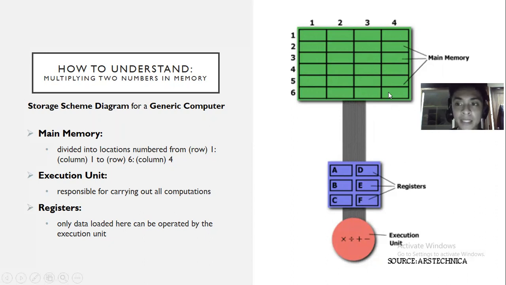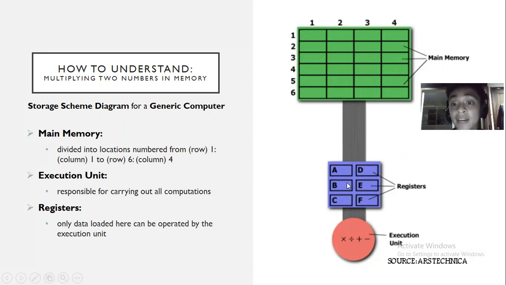If we want to manipulate or operate on those data, we have to transfer them from the main memory to the execution unit, as the execution unit is responsible for doing operations such as addition, multiplication, all those simple arithmetic operations, or even logical operations such as logical OR and logical AND. So we have to find a way for our data in the main memory to be transferred to the execution unit. However, the execution unit will only operate on data that is first stored in registers.